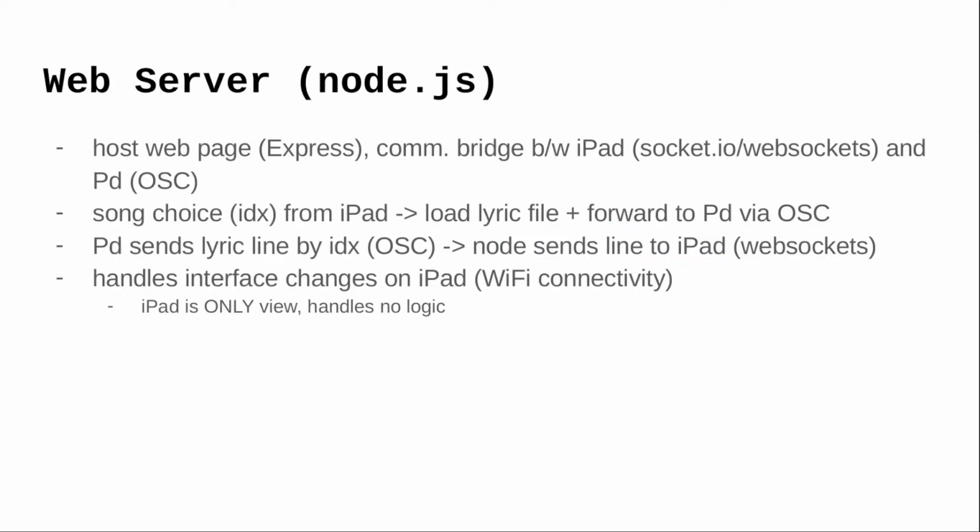Once the Node receives a song index from the iPad, it loads the appropriate lyric file and forwards the index to Pure Data. Pure Data sends a desired lyric line by index through OSC to Node, which sends the appropriate lyric line to the iPad. Since I was worried about Wi-Fi connectivity issues, Node handles all the interface changes on the iPad.